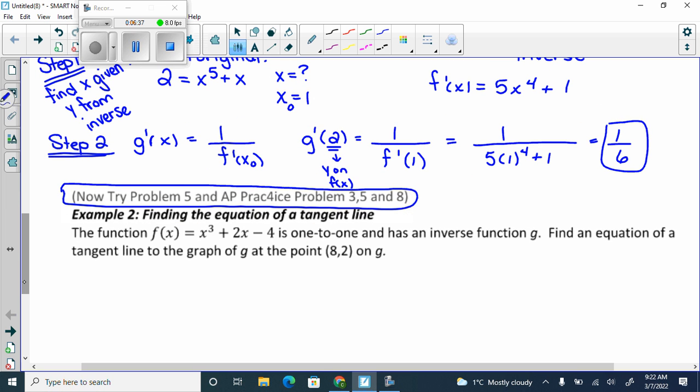Okay, let's look at this one. It says the function f of x equals x cubed plus 2x minus 4 is 1 to 1 and has an inverse function g. This is where you're going to have to spot it. You're going to see a question that tells you the inverse function is g. It's written in there. That's when you know to do this. So it says find an equation of a tangent line. I don't care about the tangent line equation right now. I just want g prime of what?